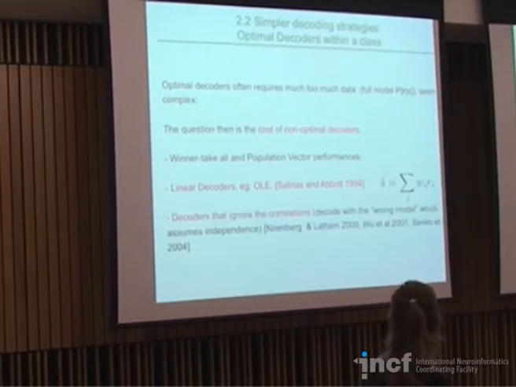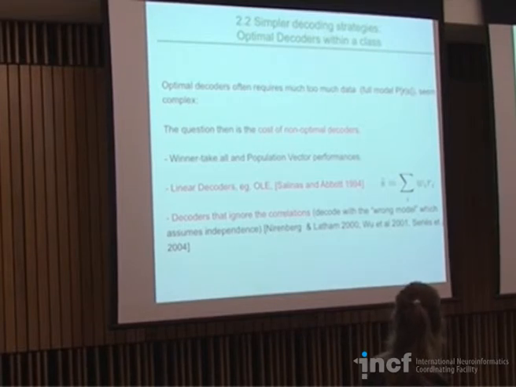Then there's also some literature about understanding whether you need to know the correlations to decode, and whether, if you use a decoding stage that ignores the correlation, that assumes that the neurons are independent, your estimates are going to be very wrong or not. In some cases, again, it depends on the structure of the correlation, so I've worked on this as well. In some cases, you can use a decoder that ignores the correlation, that assumes that the neurons are independent, and still do a very good job at decoding.